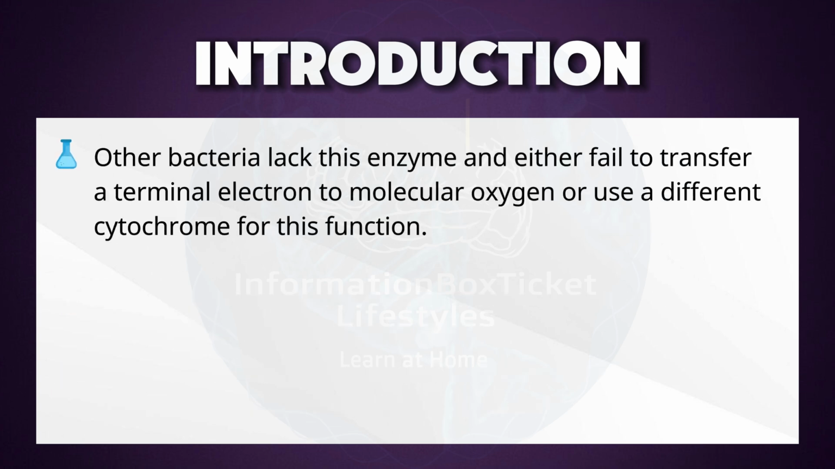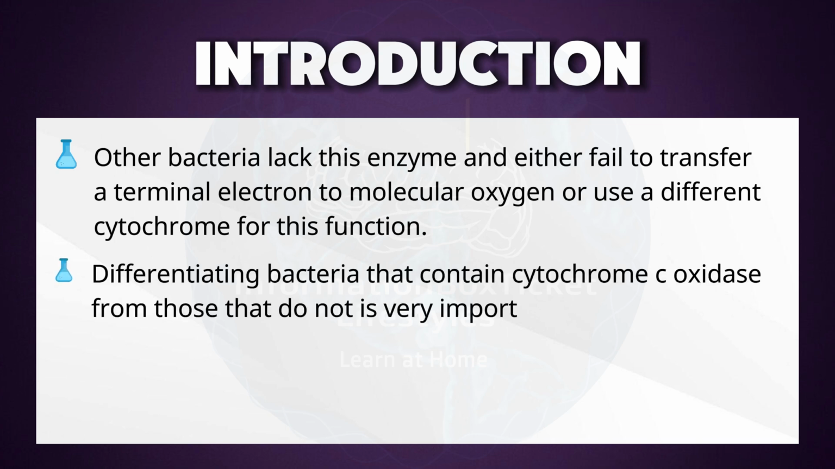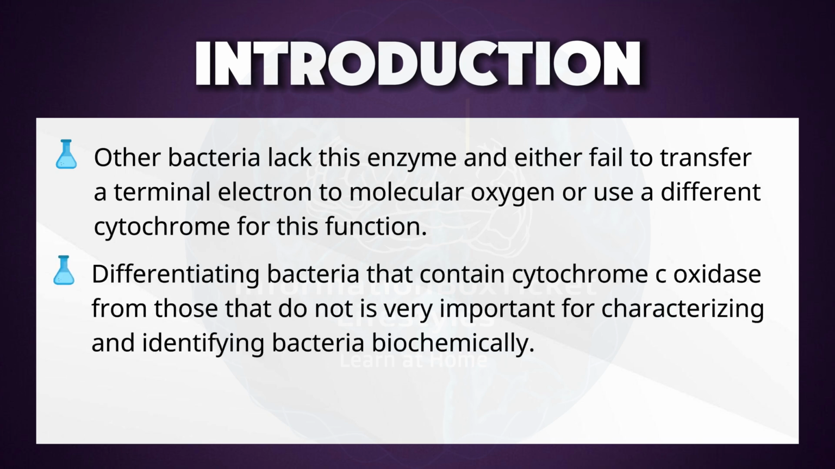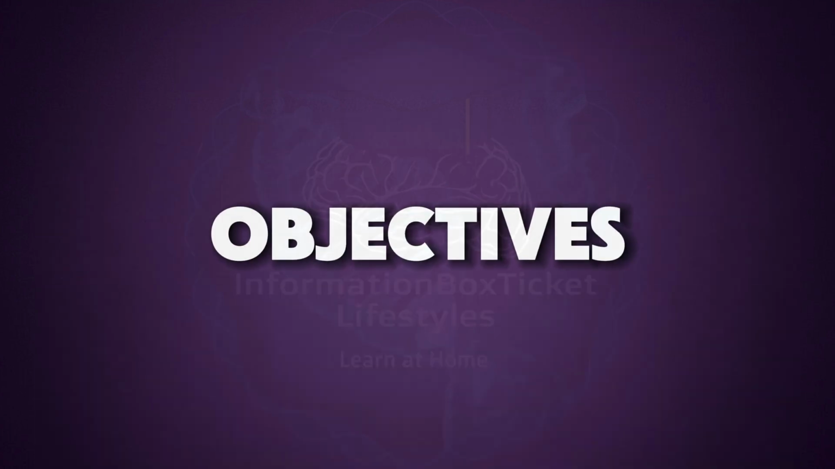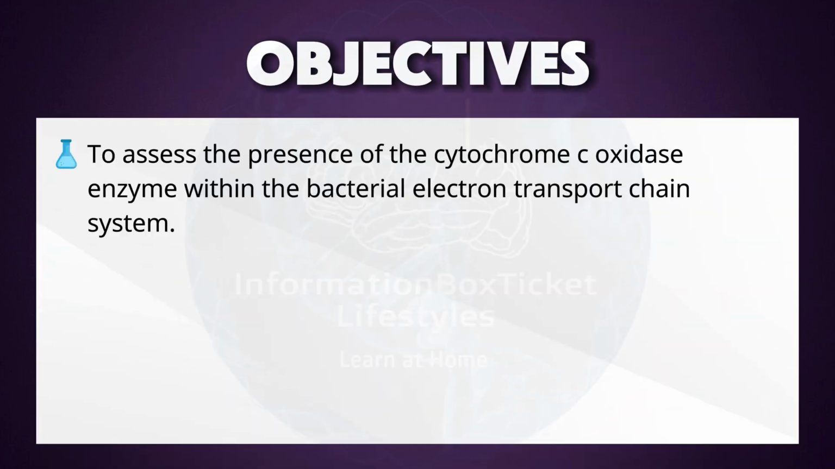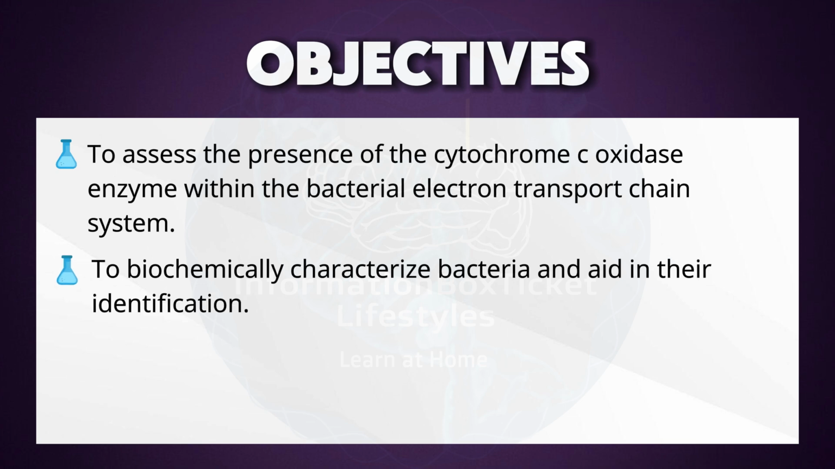Other bacteria lack this enzyme and either fail to transfer a terminal electron to molecular oxygen or use a different cytochrome for this function. Differentiating bacteria that contain cytochrome C oxidase from those that do not is very important for characterizing and identifying bacteria biochemically. Objectives: to assess the presence of the cytochrome C oxidase enzyme within the bacterial electron transport chain system, and to biochemically characterize bacteria and aid in their identification.